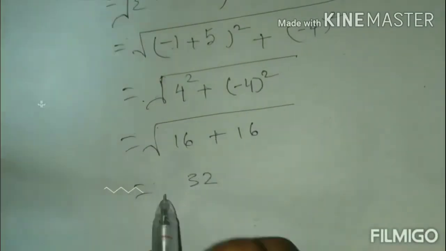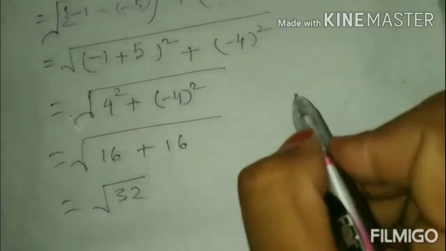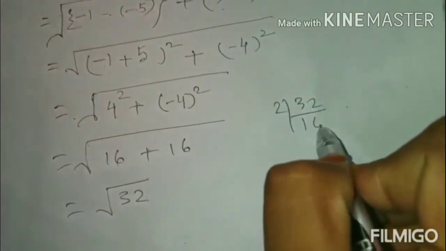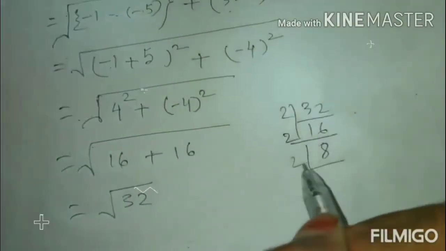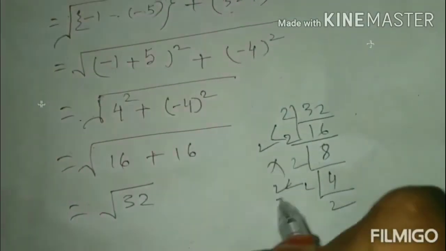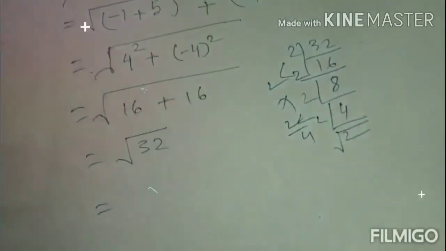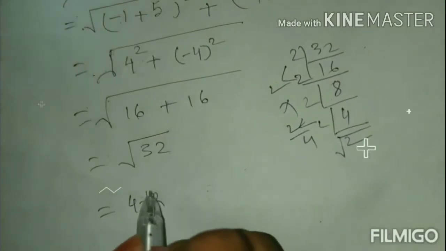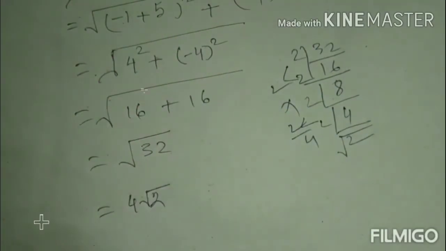So this will be 32, and again prime factorize 32: 2, 16, 2, 8, 2, 4, 2, 2. These two come out, 2 to the 4, root 2. So 4 root 2 will be our answer. I think question number 3 can be done by you. And let's move forward to question number 2.